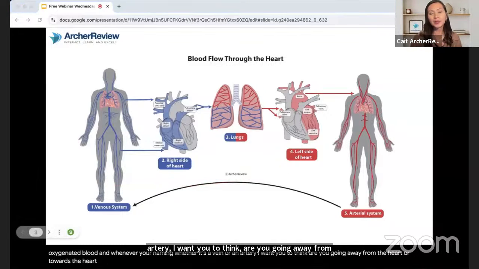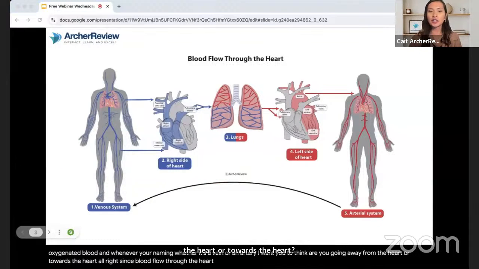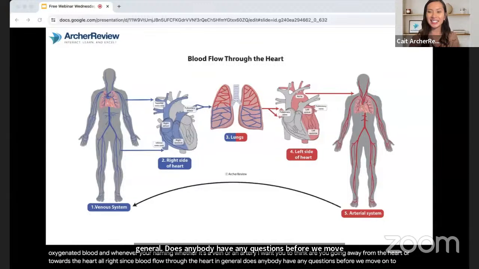All right, so that's blood flow through the heart in general. Does anybody have any questions before we move on to our case study?